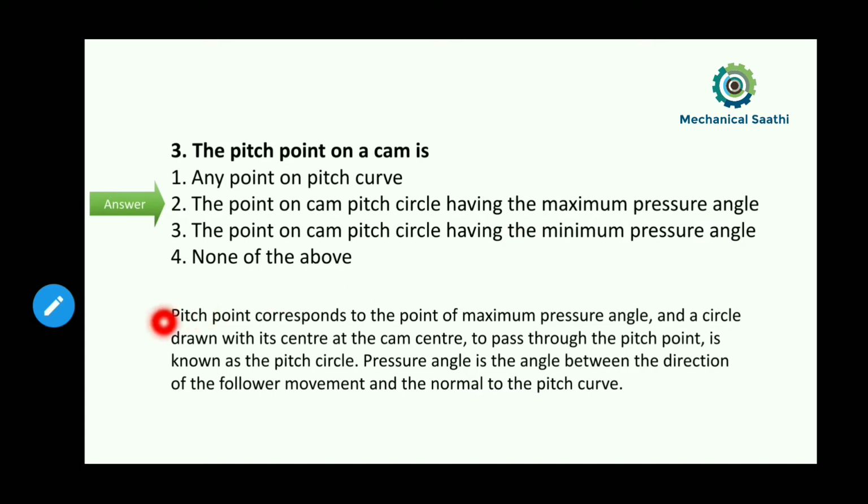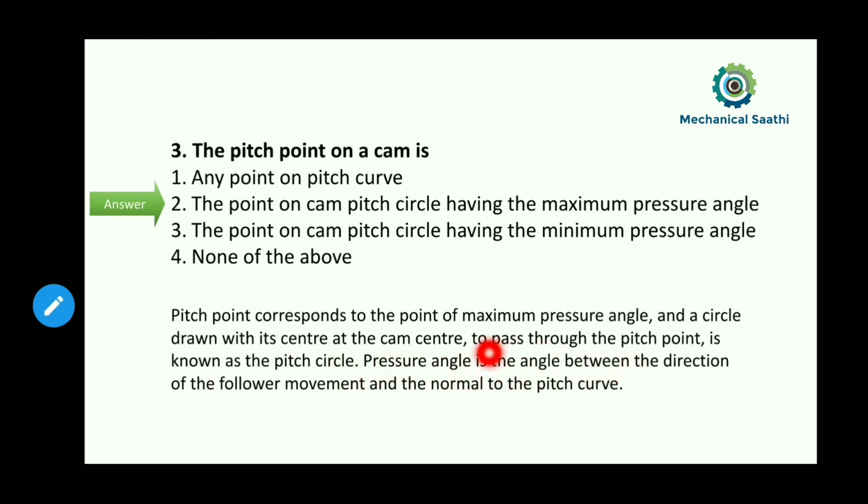That pitch point corresponds to the point of maximum pressure angle that we discussed now. A circle drawn with its center at the cam center and passing through the pitch point is known as the pitch circle. And the pressure angle is the angle between the direction of follower movement and the normal to the pitch curve.